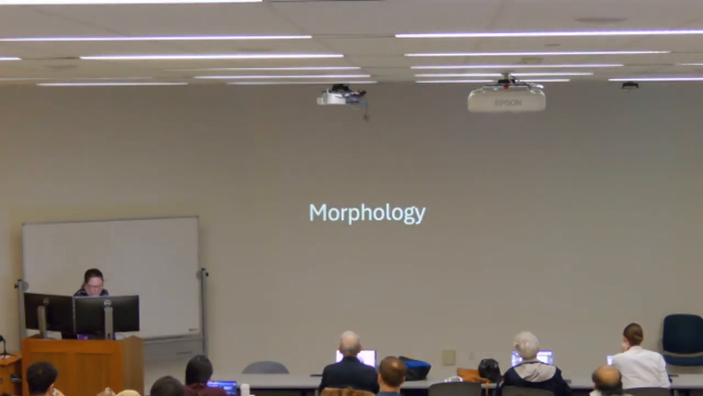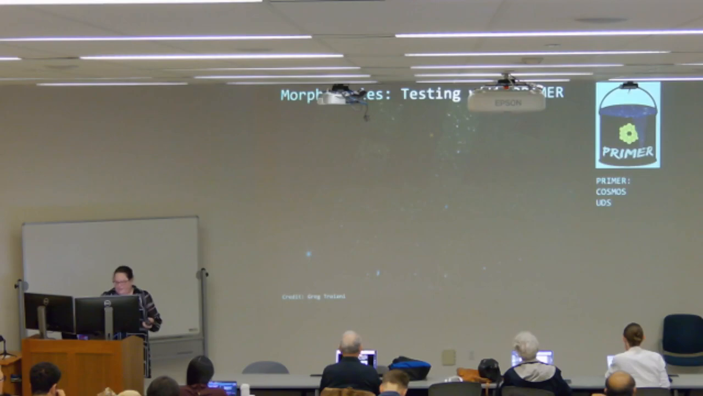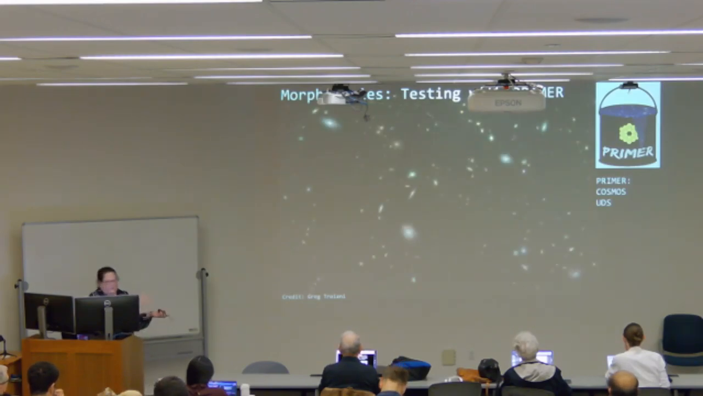Okay, morphologies. So we did a lot of our setup for what we were going to do with morphologies. We tested with PRIMER, since we were waiting for access to our data. Many of you in the room are probably in PRIMER. It's a survey looking at COSMOS and UDS. The limitation to PRIMER is that the 18 micron data is kind of shallow and it doesn't have anything but 7.7 and 18 micron data.